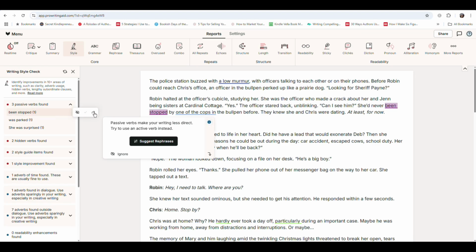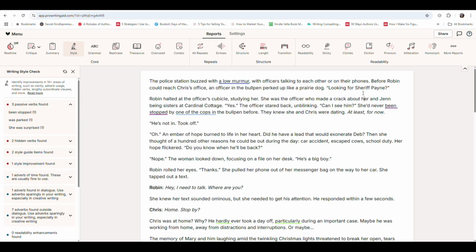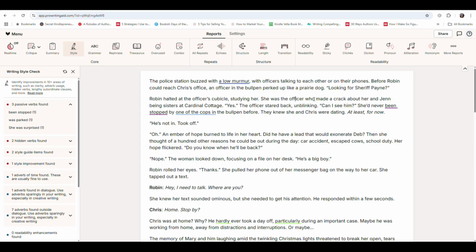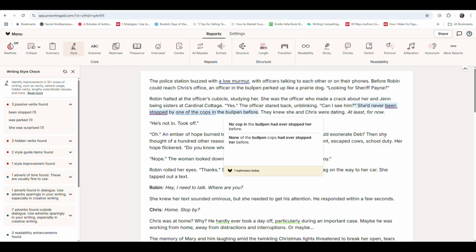So in this case, the passive verb is in the sentence, she'd never been stopped by one of the cops in the bullpen before. That's the whole sentence. And they're saying this passive verb is too weak for this sentence. So how could we fix that? Well, Pro Writing Aid can suggest rephrases. And let's see what they come up with. No cop in the bullpen had ever stopped her before. None of the bullpen cops had ever stopped her before.